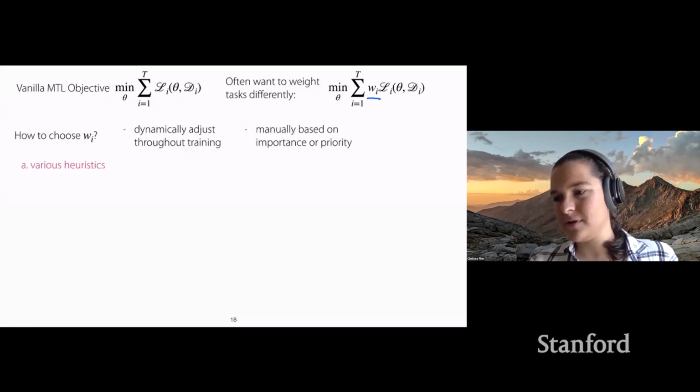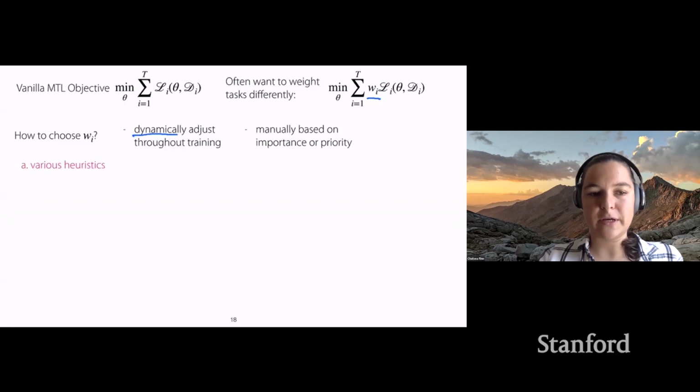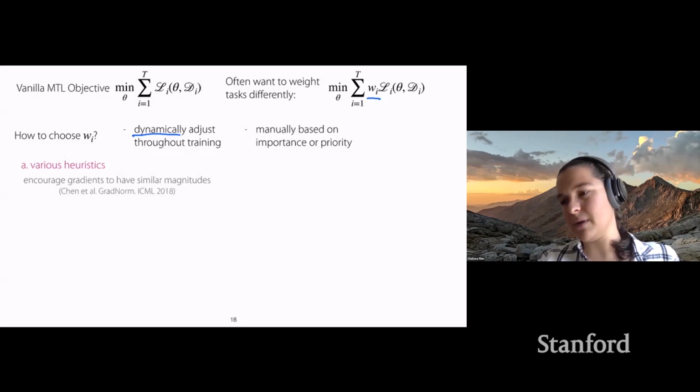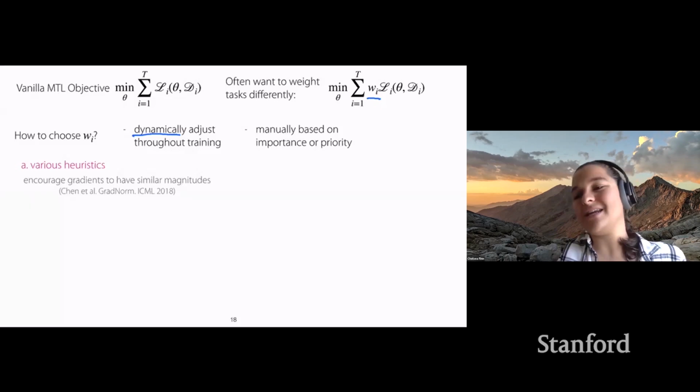So how do we go about dynamically adjusting them throughout training? There are various heuristics for doing this. One heuristic that has been fairly popular in the literature is to encourage gradients to have similar magnitudes. This is what was proposed in the GradNorm paper in 2018. It's been fairly popular and seems to work fairly well, guided by the intuition that if the gradients have similar magnitudes, then no one task will be dominating. But it's also a heuristic.